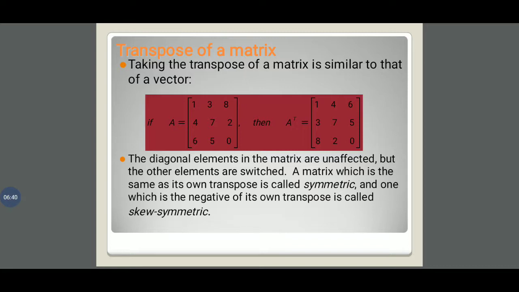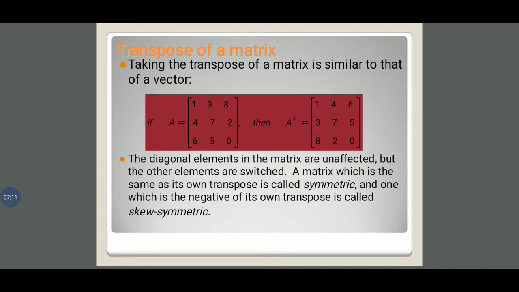Transpose of a matrix means just interchanging rows into columns or columns into rows of the respective matrix. The new transposed matrix is called the transpose of a matrix, and its symbol is that matrix raised to the power capital T.